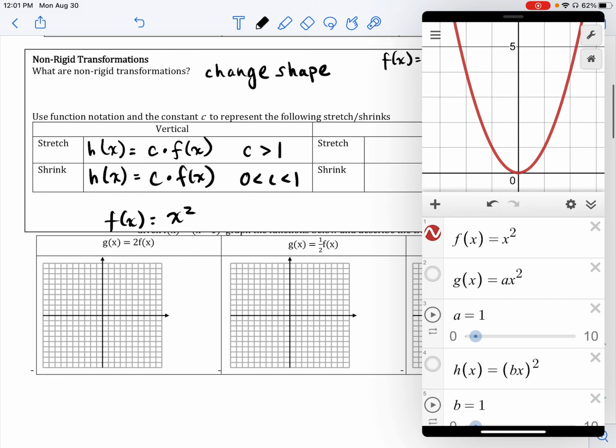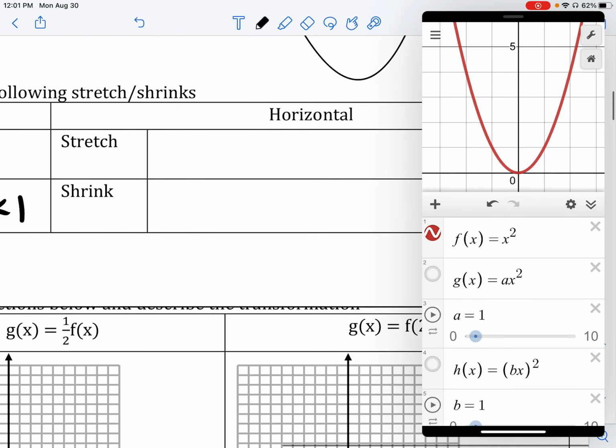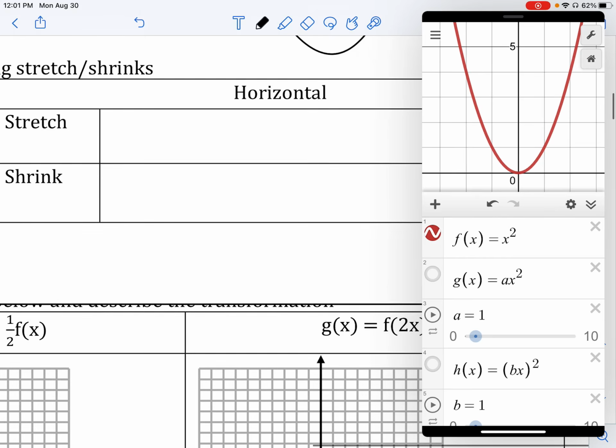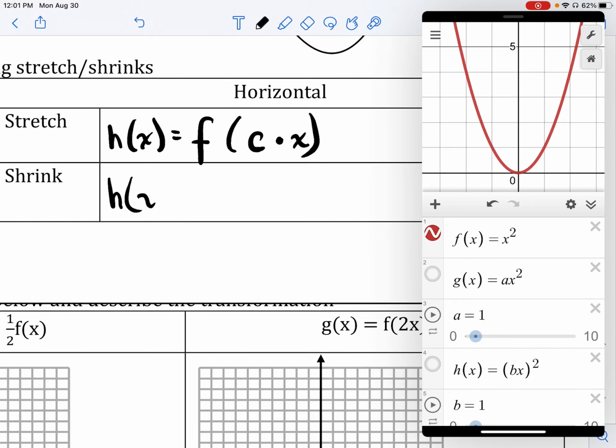Okay, so let's go back to our notes now. Now let's talk about horizontal stretches and shrinks. Okay, let's talk about a horizontal stretch. Well, what does a horizontal stretch look like? Well, this time we would say when h of x is some function, and this time, like all horizontal transformations, we're multiplying our argument now by c. We're multiplying our argument by c. h of x is equal to f evaluated at c times x.